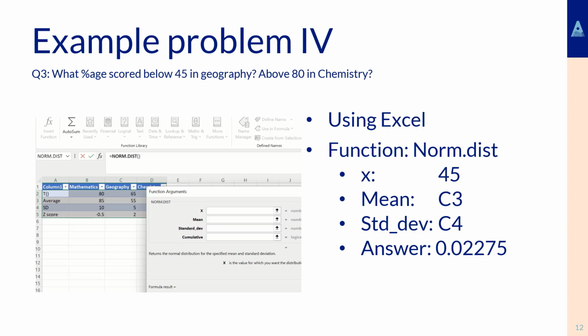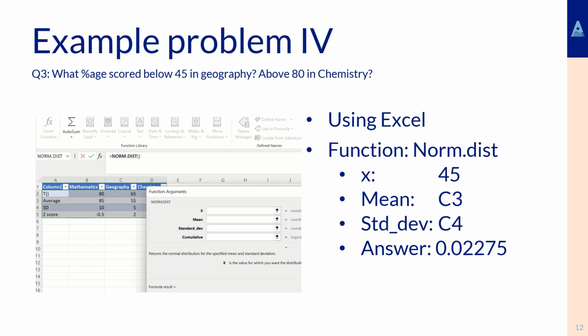We want to answer the question, what percentage scored below 45 in geography? So 45 is a new variable, not in the table, so we type 45 directly into the X box. For the mean box, we put in cell C3, which is the mean for geography. And for the standard deviation box, we put in cell C4, which is the standard deviation for geography. And for cumulative, we can select true or false. Cumulative means do you want the full area under the curve, and if cumulative is set to false, you just get the point on the curve. We're always interested in the area under the curve, so type in true for cumulative.